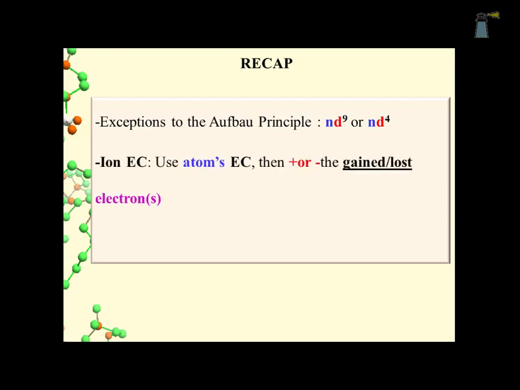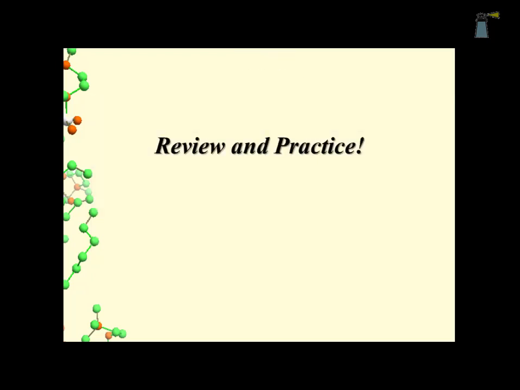Then there's ion electronic configuration. Use the atom's EC, then add or subtract the gained or lost electron or electrons. Ions tend to have the same EC as that of a noble gas. And that concludes our lecture. Make these new ideas an asset with a little practice.